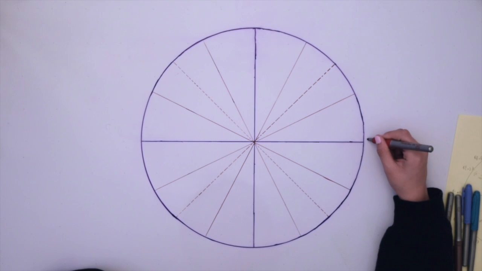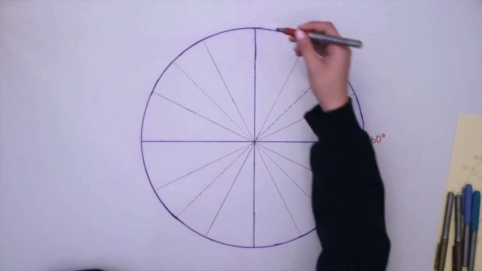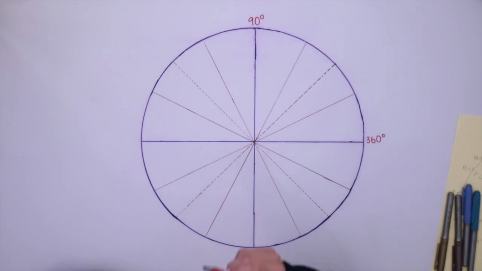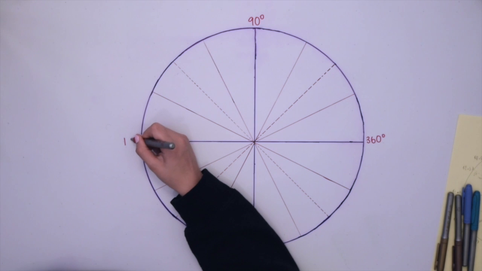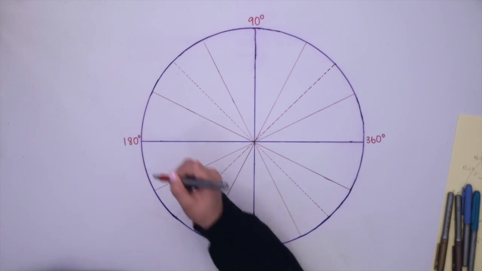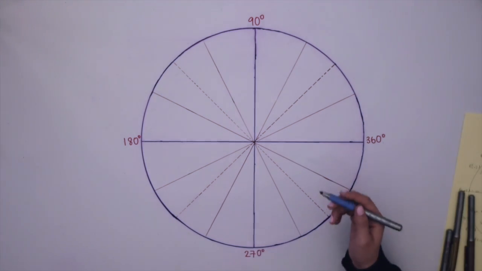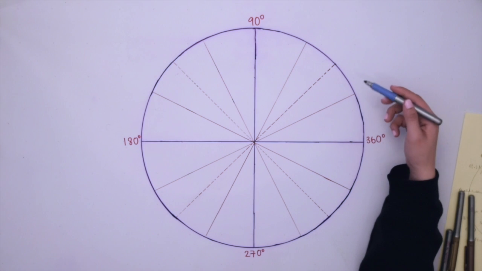Let's begin the unit circle with the degrees. We first have the 360 degrees, then we have the 90 degrees, then we have the 180, then we have the 270. A few angles inside each quadrant that we should all know.